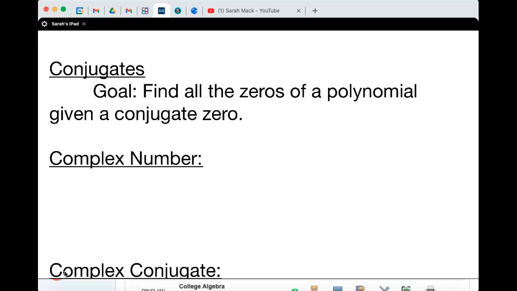We gotta work with conjugates. So still trying to find a series of polynomials. So now we have complex zeros, basically. What is a complex number? It has an imaginary part.